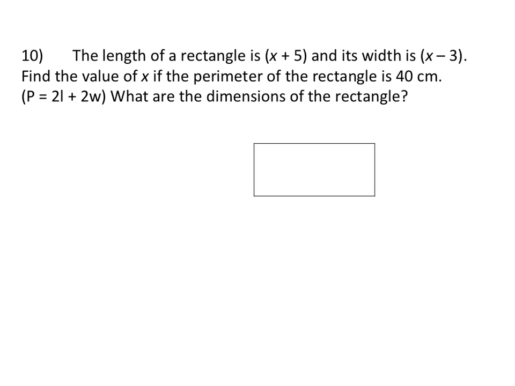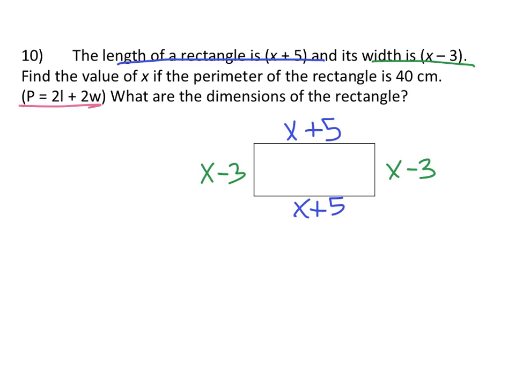Number 10, we have the length of a rectangle is x plus 5. So you have a choice. You can use the picture and label all 4 sides, or if you wish not to use the picture, you have the formula. If you use the formula, my perimeter is 40, so I have 40 is going to be equal to twice times the length, which we're told is x plus 5, plus twice times the width, which is x minus 3.